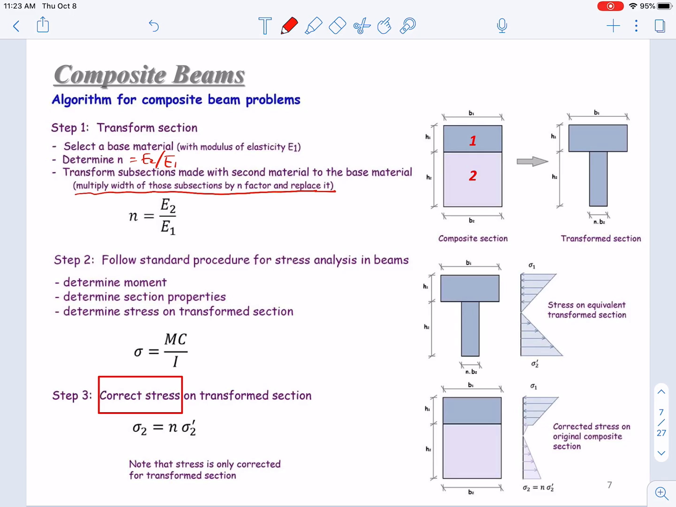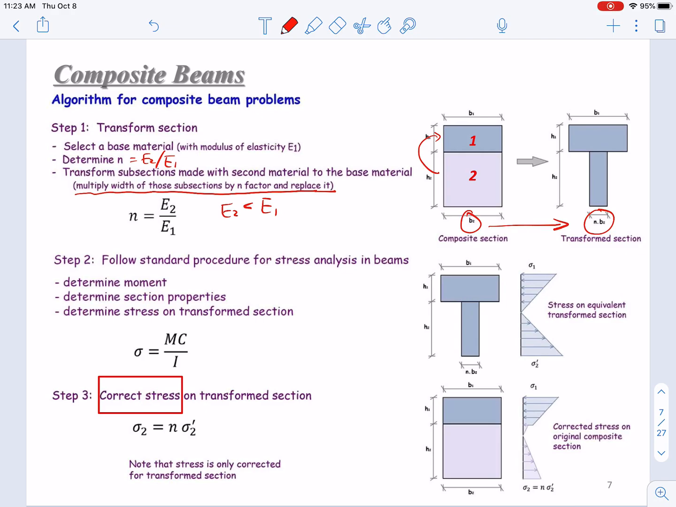As shown here, we are transforming 2 into 1, right? 2 into 1. So the width of the 2 will become smaller. B2 will become n times B2. You can see that here n is smaller than 1. n is smaller than 1, meaning what? Meaning E2 is smaller than E1.